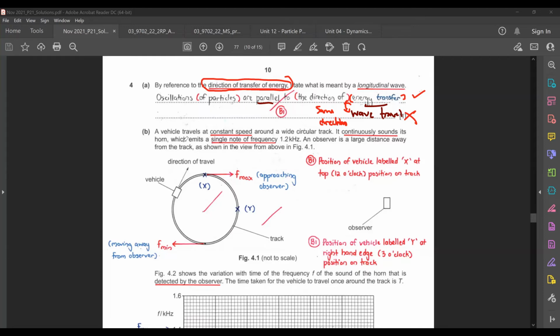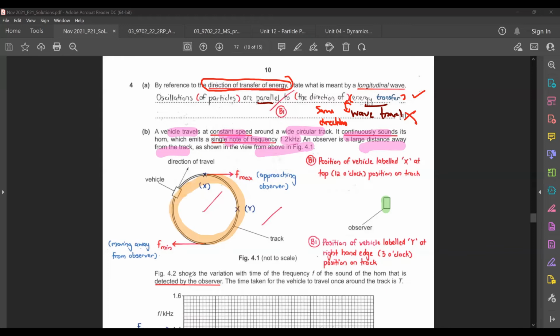You have a vehicle that travels at constant speed around a wide circular track. It continuously sounds its horn, which emits a single note of frequency 1.2 kilohertz. An observer is a large distance away from the track as shown in the view from above in figure 4.1. So your observer is right all the way here, and then you have your vehicle traveling in a wide circular track following this path over here.